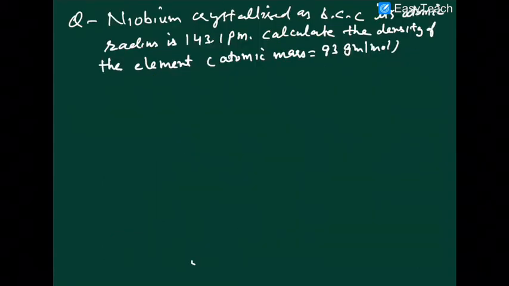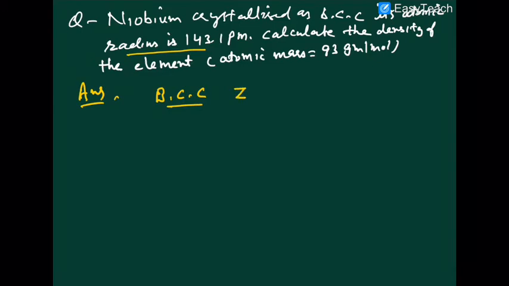Now in this question, what has been asked to you? Niobium crystallizes as BCC. Its atomic radius is this. You have to find out the density of the element. Now in case of BCC, you know that Z is equal to 2, number of atoms in unit cell, and root 3 into A will be equal to 4 of R. So R is given here, so the answer comes out to be how much?